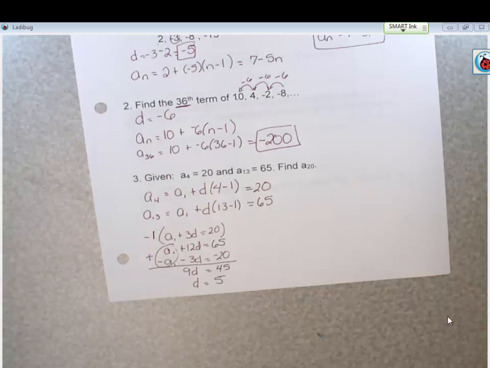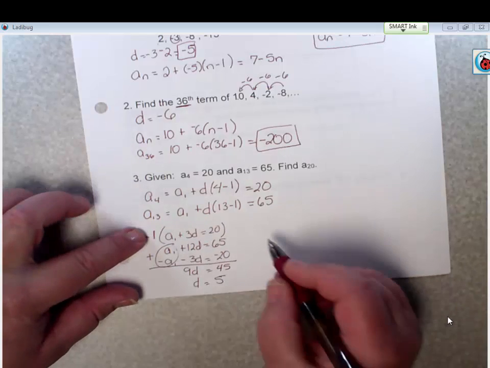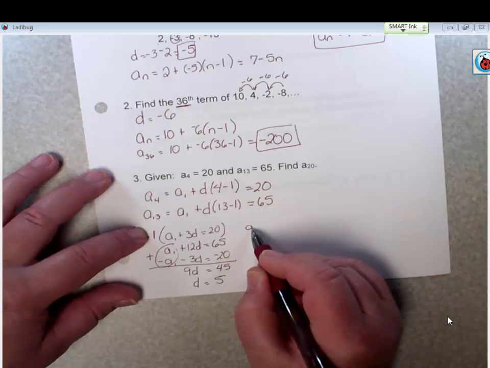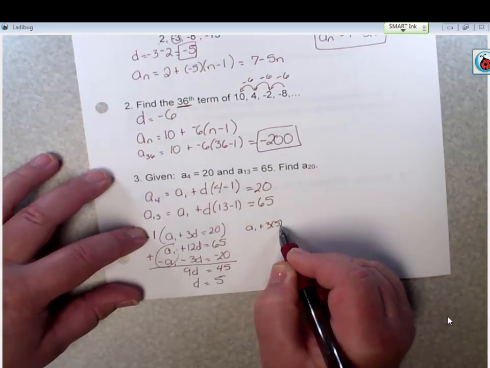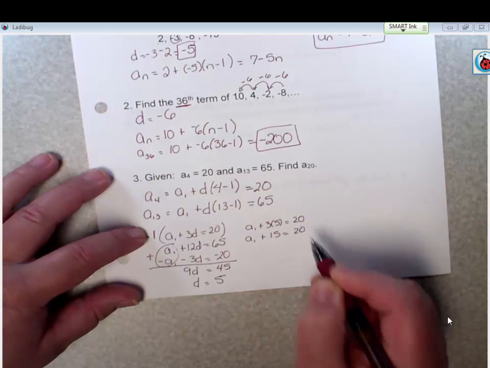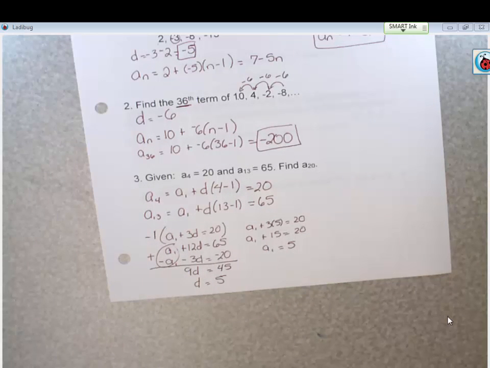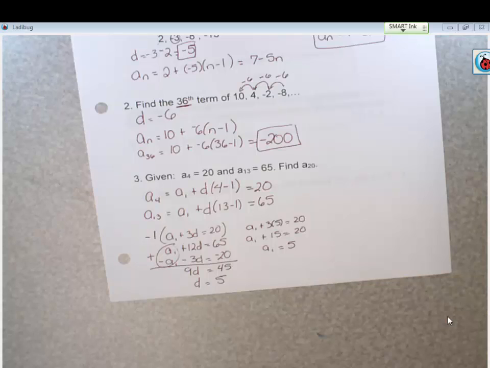Okay, we still need a sub 1, so we go back to one of our two equations, it doesn't matter which one, and we substitute. So I'm going to use this one, a sub 1 plus 3 times 5 equals 20, which means a sub 1 plus 15 equals 20, which means a sub 1 equals 5. Now, I do want to point out that they're the same number in this problem. That is not the usual thing to happen. You don't usually have your difference and your a sub 1 be the same thing, so that's just a coincidence. Don't put any stock in that, okay? You might make yourself a little note, won't always be the same number, okay?